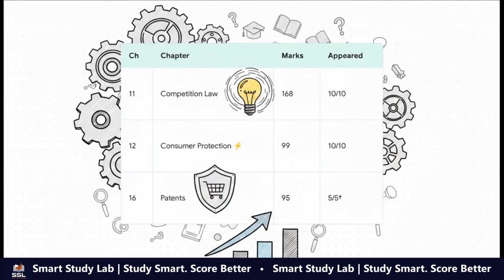And third, patents. Now look at this. In just 5 sessions, it has racked up 95 marks with an average of 19 marks per exam. That is the highest of any chapter in the entire paper. Together, these 3 make up almost a third of all the marks. You have to master these first, no question.